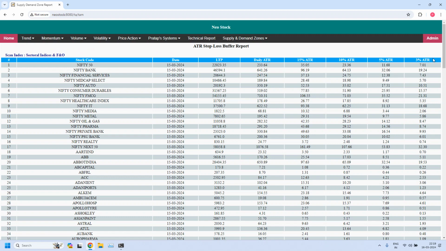So this is the ATR stop loss buffer report for all the sectorial indices and F and O equity stocks listed in the F and O segment. Please remember, they are not F and O stocks, they are equity stocks, but they are listed in that segment. The first 17 in this list are indices, the remaining are all equity stocks. I will keep on scrolling the list and will give you only a few seconds. If you want to study any of these parameters, pause the video and then you can proceed further.